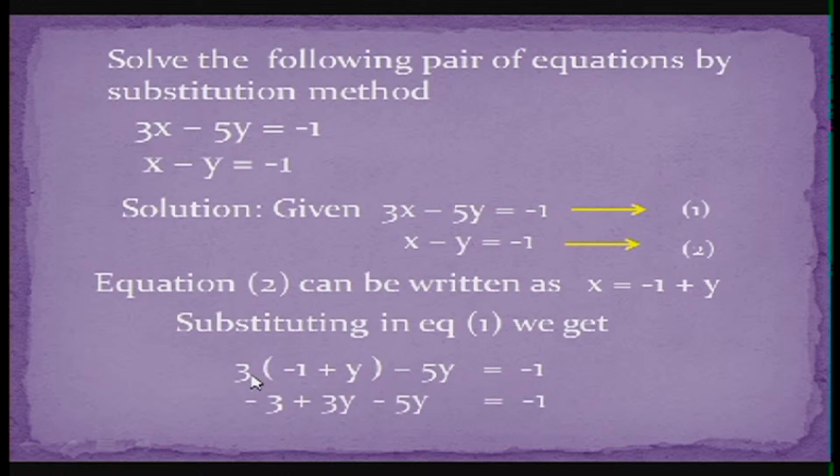We open the brackets by multiplying with 3. 3 into minus 1 gives me minus 3. 3 into plus y gives me plus 3y. And what is the equation we get? Minus 3 plus 3y minus 5y is equal to minus 1. When we simplify these two, that is plus 3y and minus 5y, we get minus 2y. So, we get the equation minus 3 minus 2y is equal to minus 1.